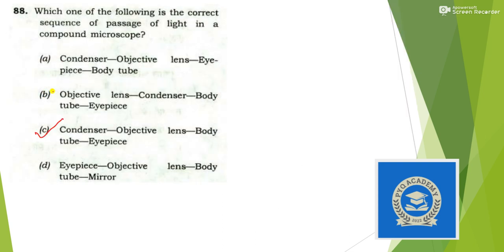So next is, which one of the following is the correct sequence of paths of light in a compound microscope? You will find the topic of compound microscope in the class 12 ray optics chapter. Okay, ray optics. So you will find this answer, option C.